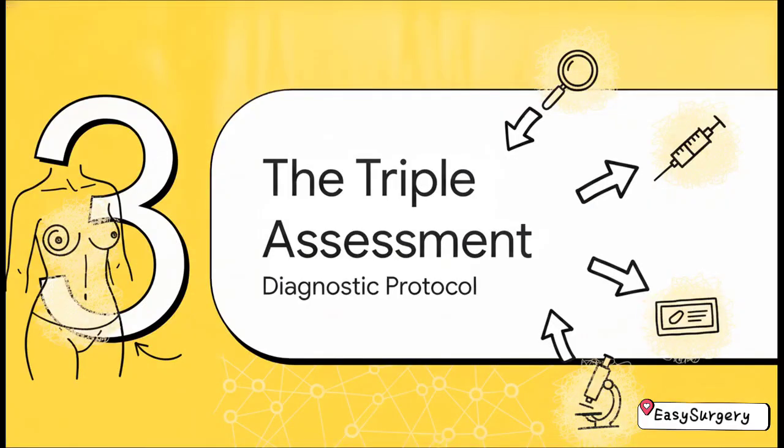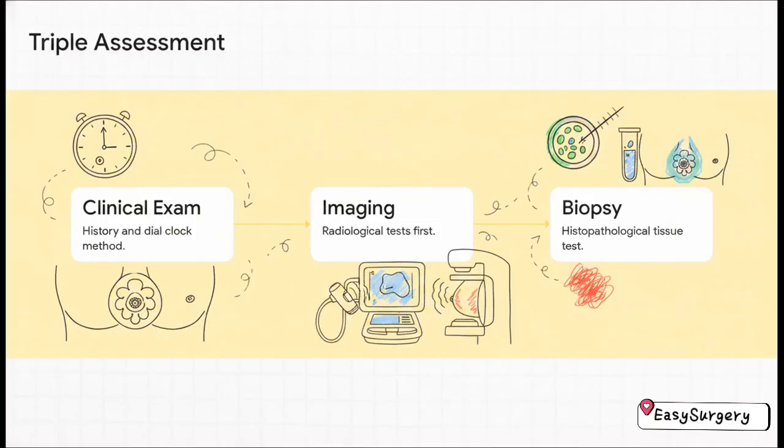Section 3, the Triple Assessment Framework. This right here is the standardized clinical protocol that successfully diagnoses 99% of all breast lumps. Here are the 3 non-negotiable steps. Step 1, history and clinical exam. This is where doctors map the lump using a dial clock method. Like, okay, the lump is at the 1 o'clock position 4 centimeters from the nipple. Step 2 is radiological imaging. And step 3 is histopathology, which is your biopsy.